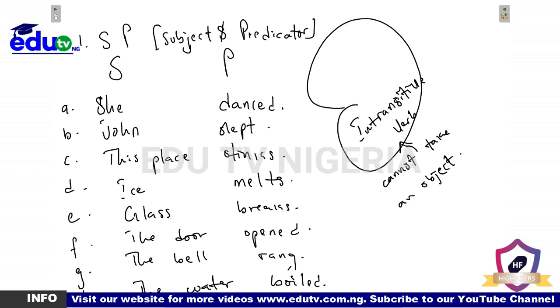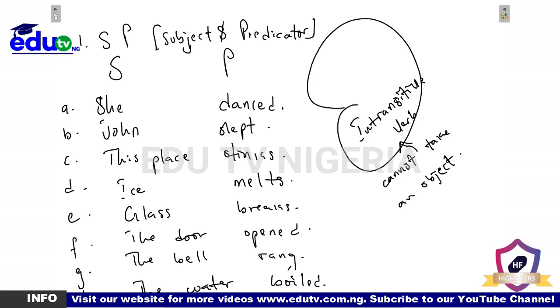Look at the example, this place stinks. Stinks is not an action that was performed by this place. Rather, stinks is showing an attribute, a feature or a characteristic of this place. The present attribute of this place is that it stinks. Same goes for ice melts. Melts is not an action that was performed by ice. Rather, the action of melting is an attribute of ice. That goes with glass breaks also. The verb break is an attribute of glass. The verb boil is also an attribute of water. Do we understand? So those are the things you should take note of under intransitive verbs. That's the first note.